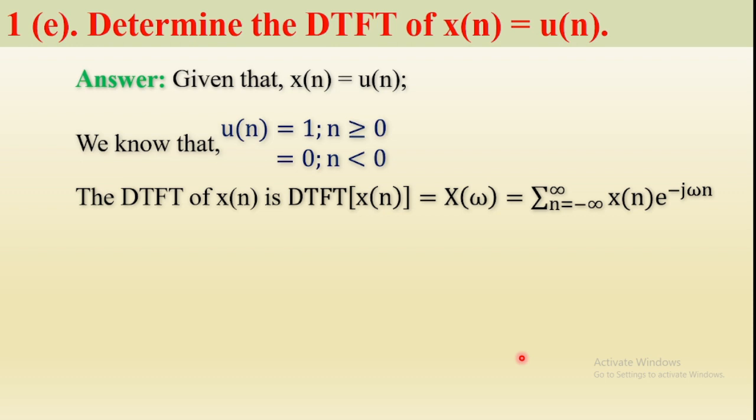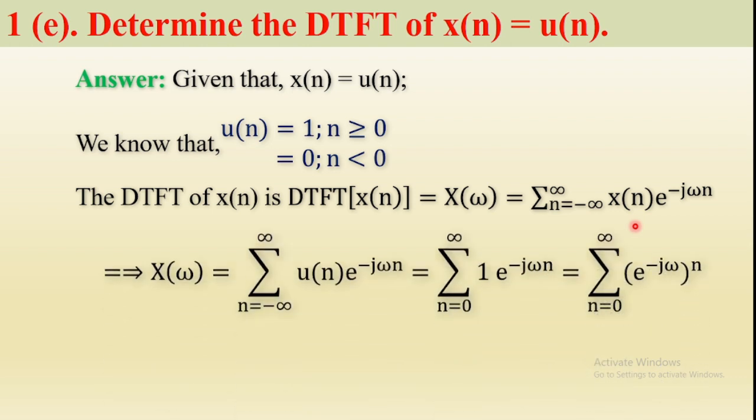The discrete time Fourier transform of the sequence x of n is defined as DTFT of x of n is X of omega, which is equal to sigma n is equal to minus infinity to infinity x of n into e power minus j omega n. Now here, given that x of n is the unit step sequence u of n, substitute x of n is equal to u of n in the definition of discrete time Fourier transform of the sequence.